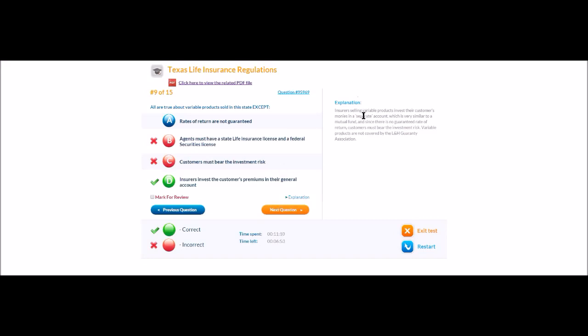Explanation. Insurers selling variable products invest their customers' monies in a separate account, which is very similar to a mutual fund. And since there is no guaranteed rate of return, the customer must bear the investment risk. Variable products are not covered by the L&H Guarantee Association. Okay, so the correct answer here is D. The insurer invests the customer premiums in their general account.